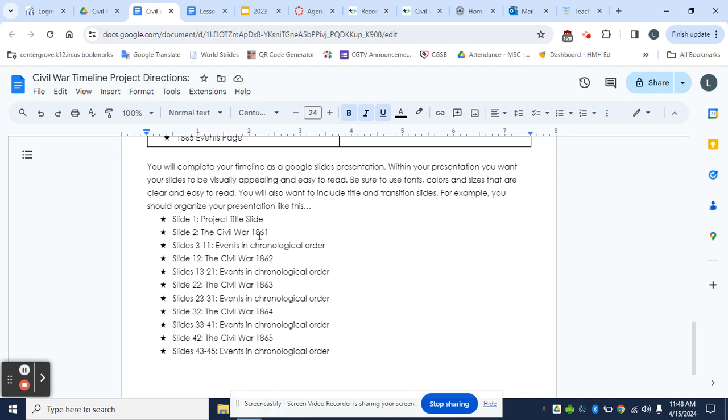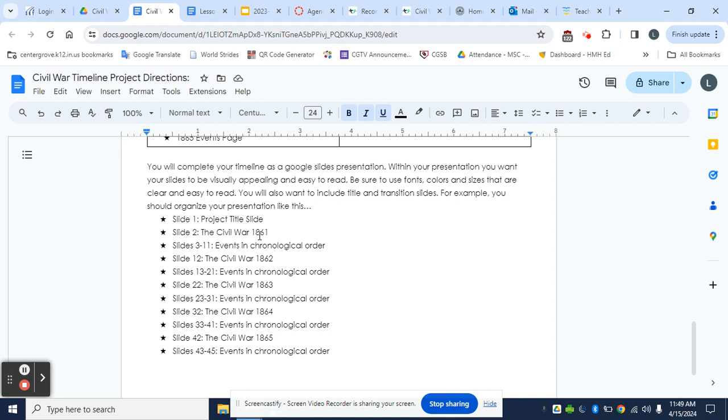Now, you do not have to rotate around as far as your event categories go. What I mean by that is, slide 3 could be one of the first military events that occurred in 1861. Let's say your group starts with Fort Sumter. That's the first military event. The next event that you would put on slide 4 doesn't have to be a military event. The key to the timeline is making sure that all of your events are in the order that they occurred within that year.